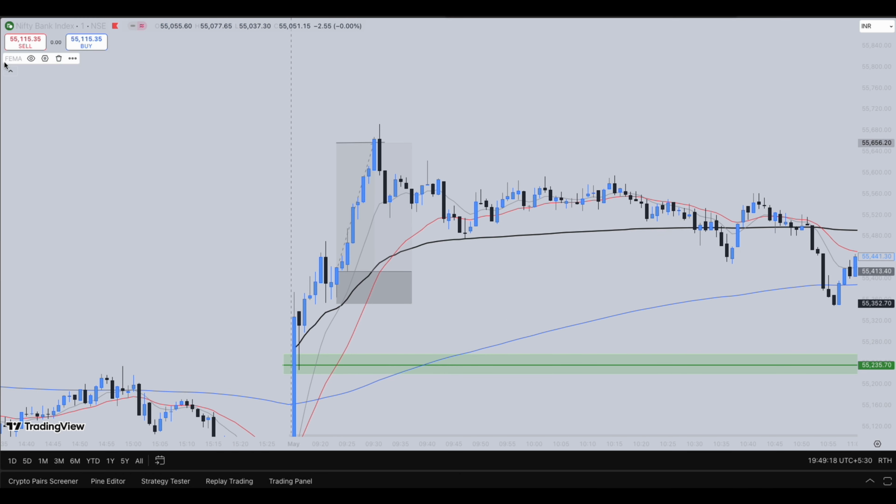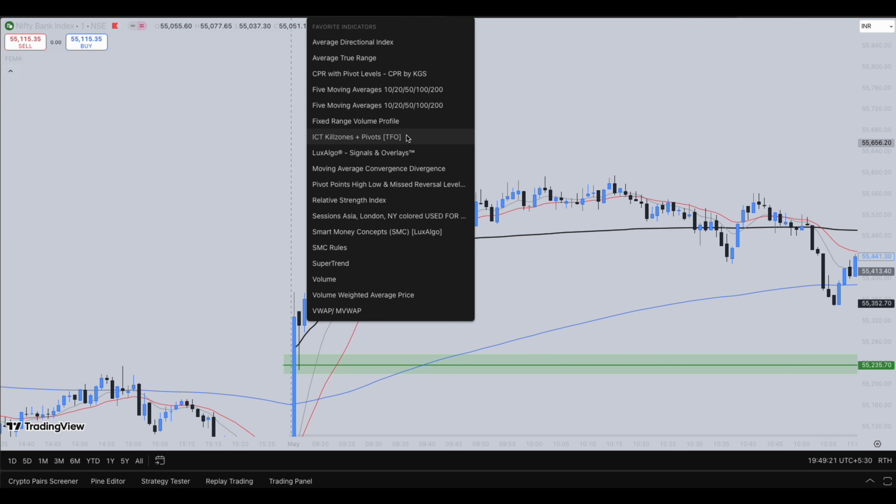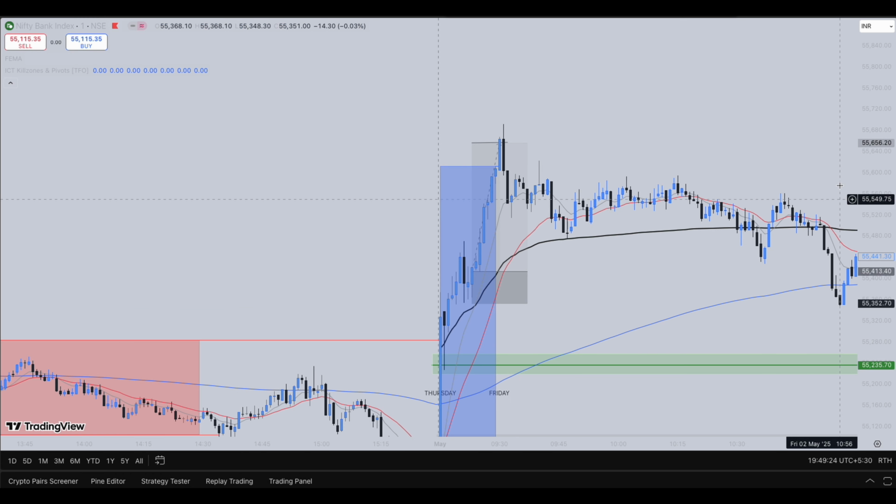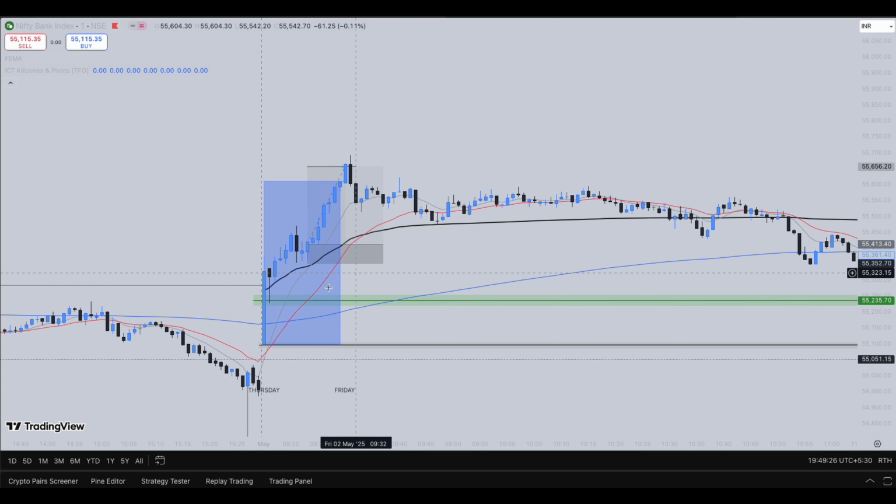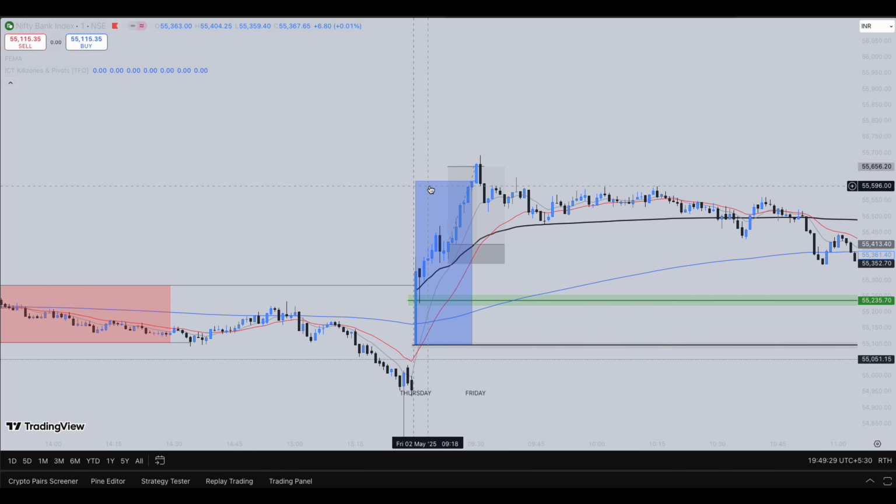You could have traded it in this way. Another thing I wanted to teach you is the killer zones, guys. What you can see here is the killer zone. This is the Asian session range over here, guys. The Asian session range starts from 8:30 in the morning to around 9:30, guys. Usually that's the period of the Asian session range.